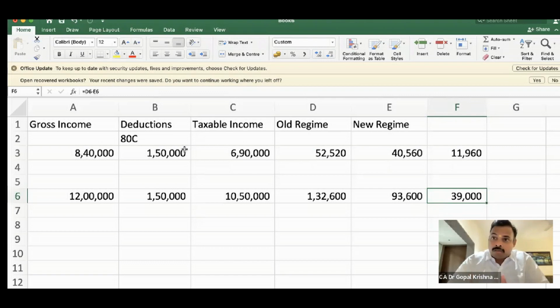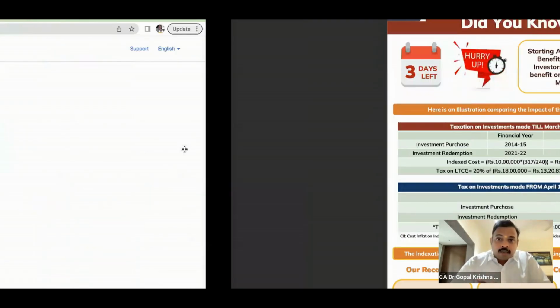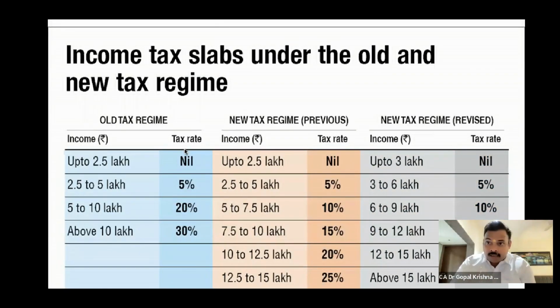So I don't want to conclude that the new regime is better than the old regime. The new regime is better when your deductions are less or there are no deductions. If there are no deductions, the new regime is always best. If deductions are comparatively less, then also the new regime will be best. If the deductions are more, you need to work out your tax liability.